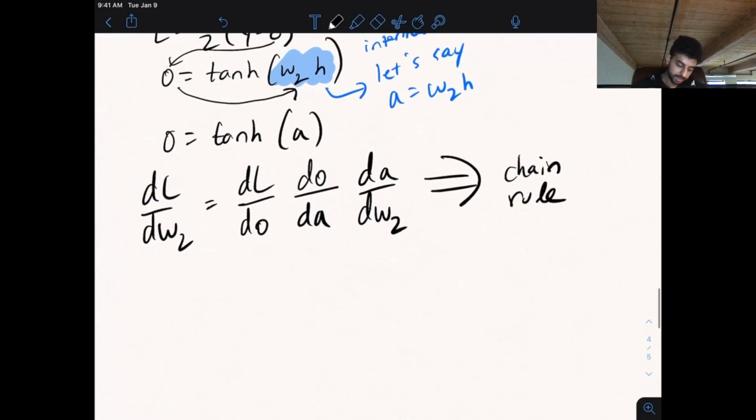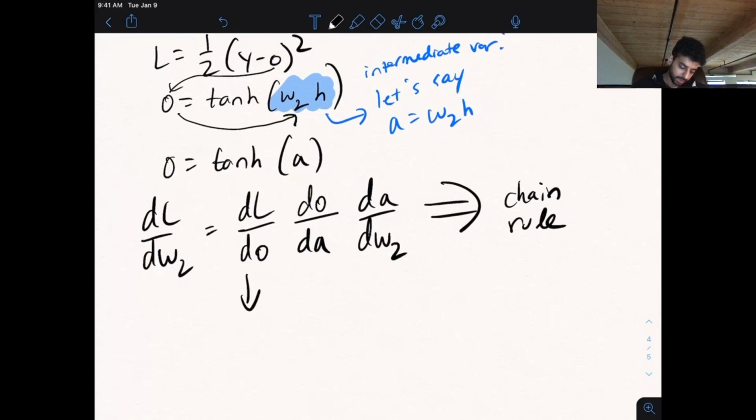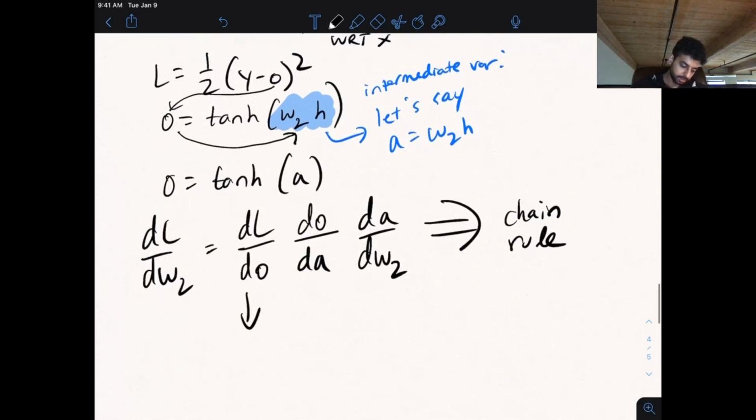All right, so let's start with this derivative here. dL dO, if you look at L, this is pretty straightforward, right? We're gonna take this exponent, multiply it with the 1/2. The 1/2 is essentially there to just get rid of this constant term. We see that the O is also negated here. So the derivative total is just this.